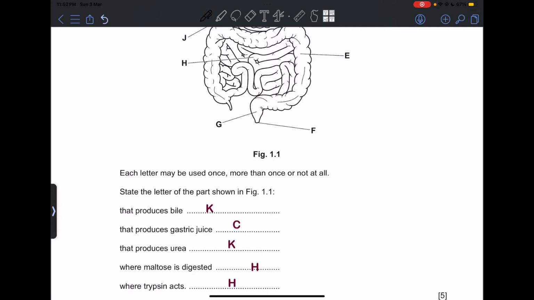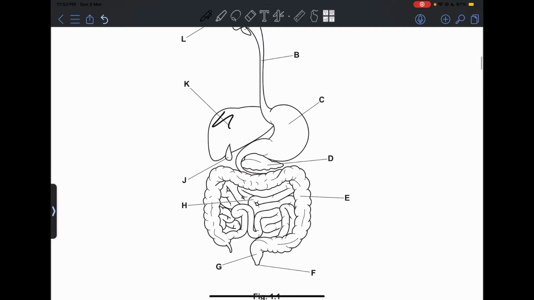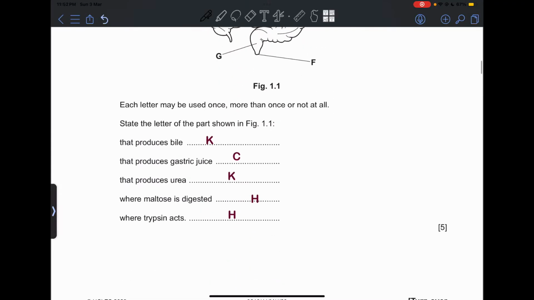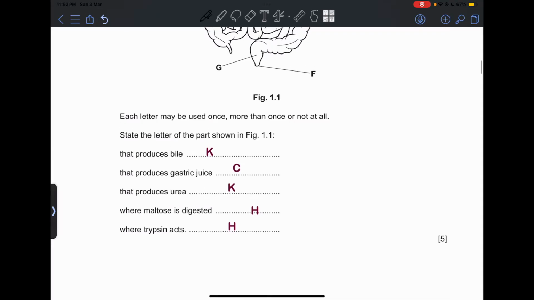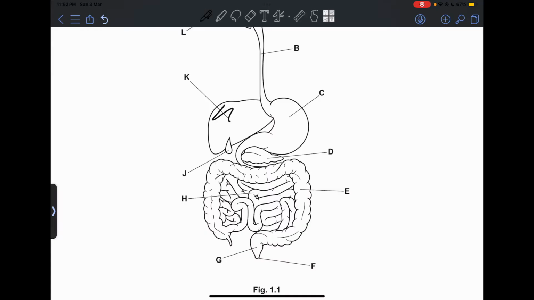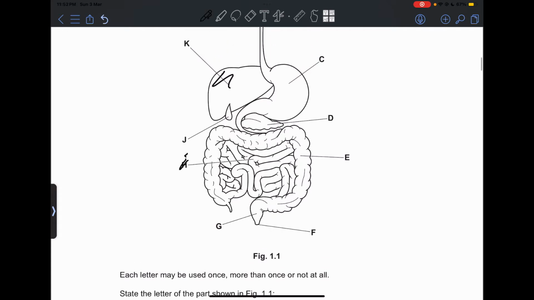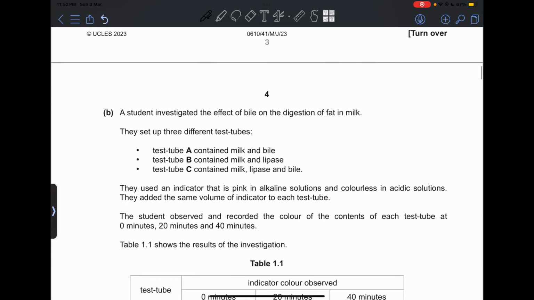And the part that produces gastric juice, this is actually C over here, which is the stomach. And the part that produces urea is again the liver. While where maltose is digested, this is actually H, which is the small intestine, and where trypsin acts is also in the small intestine over here. So this was question 1a.